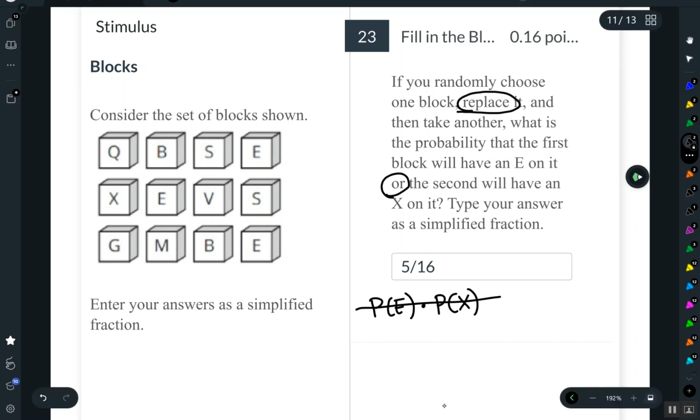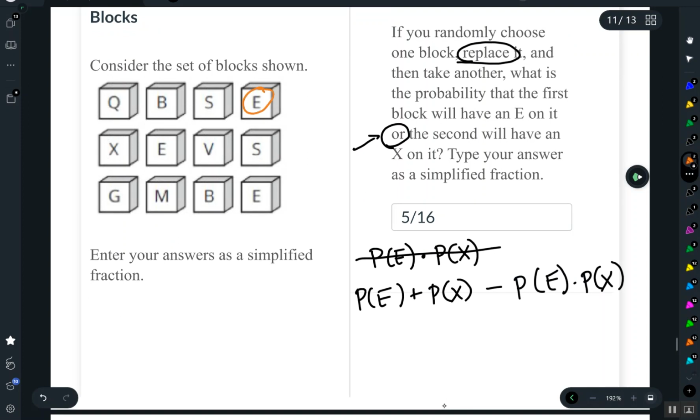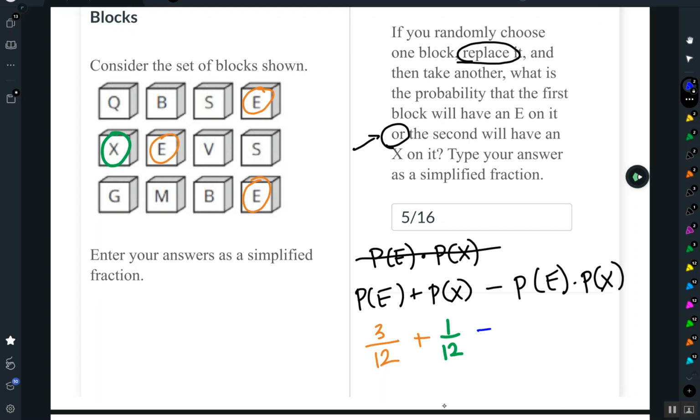So we're not going to do multiplication. We're going to do the probability of E plus the probability of X minus the probability of E and X, which is when you multiply them. Because I had to look for the word or here. Okay, so how many E's are there? Probability of getting an E, there's 1, 2, 3 out of 12 blocks total. Probability of getting an X is 1 out of 12 blocks total, minus the probability of E times the probability of X.